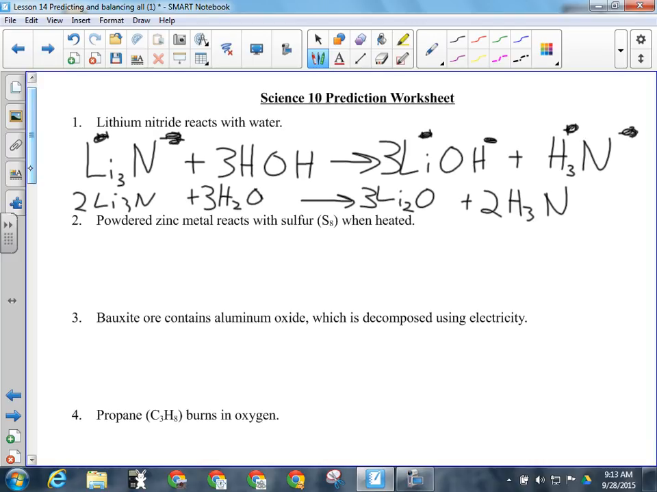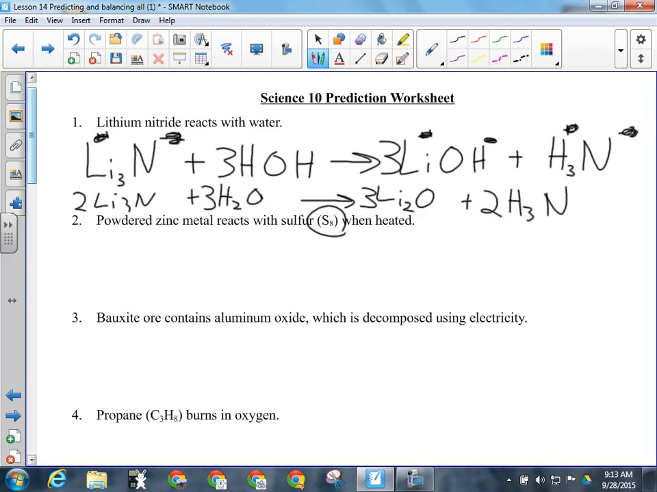Okay, this would be one of them. In this question, I actually wrote that sulfur was S8, but I guarantee you on a test I would not. I would simply say that powdered zinc reacts with sulfur, and expect that you would check your periodic table before proceeding to predicting the products.